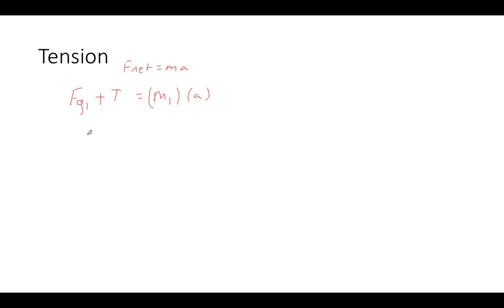So we get 58.8 newtons plus the tension force equals 6 times 1.3. And if we isolate T, we get tension equals negative 51 newtons.